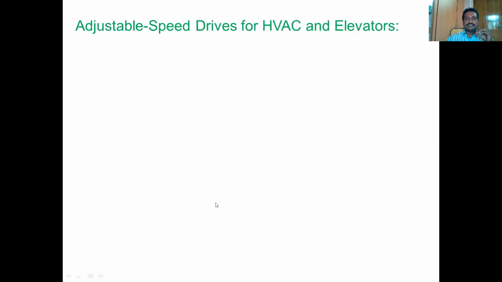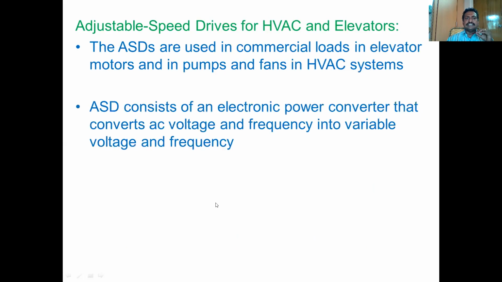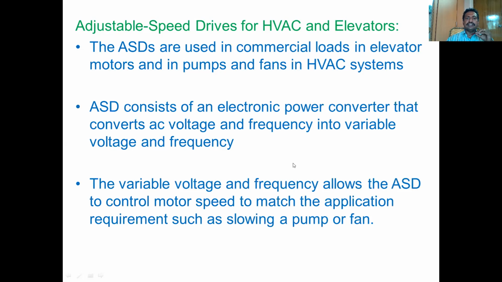And adjustable speed drives, I told you many times, are also called ASDs. ASDs are used in elevators and HVAC systems also. In this case, variable voltage and frequency allow the ASD to control motor speed to match the application requirements, such as for a pump or fan. So you are already seeing these lifts, how they move up and down.